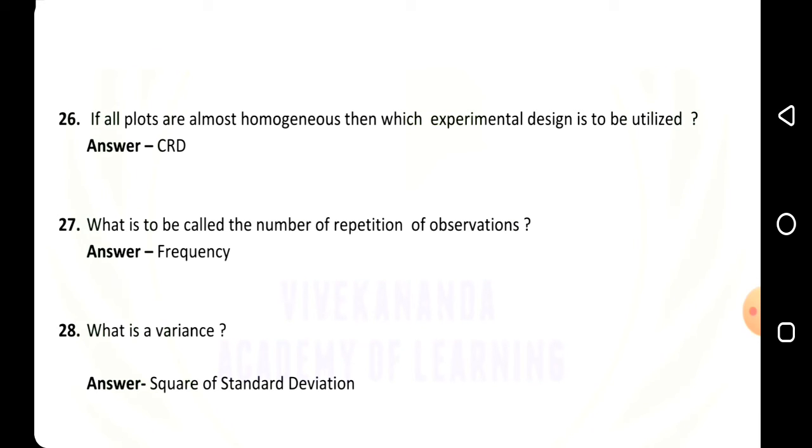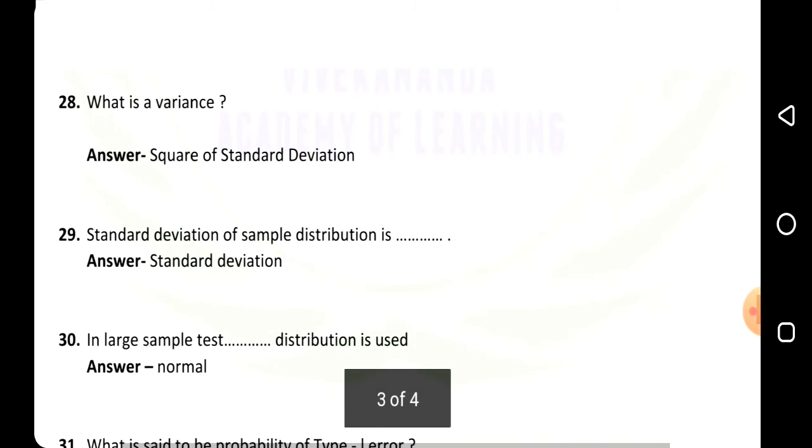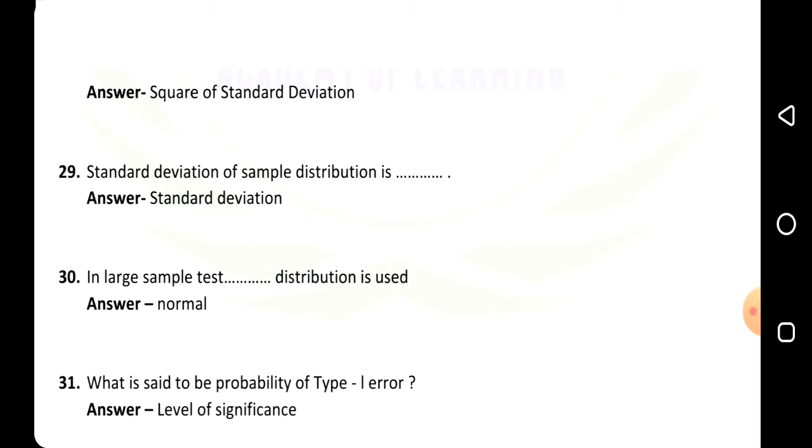28th question. What is a variance? Answer is square of standard deviation. 29th question. Standard deviation of sample distribution is dash. Answer is standard error. 30th question. In large sample test, dash distribution is used. Answer is normal.